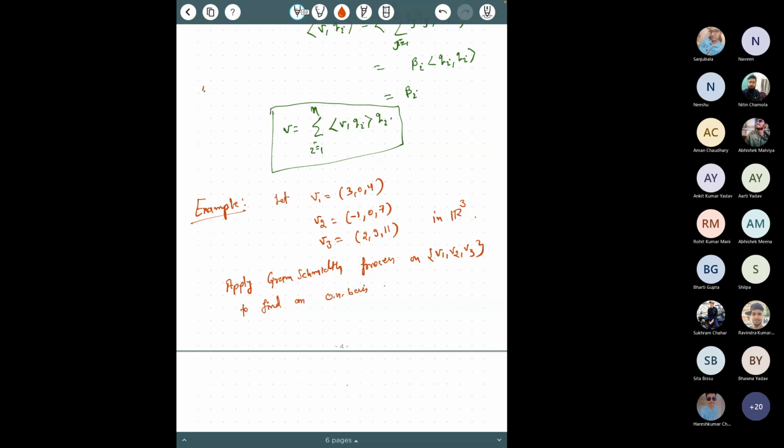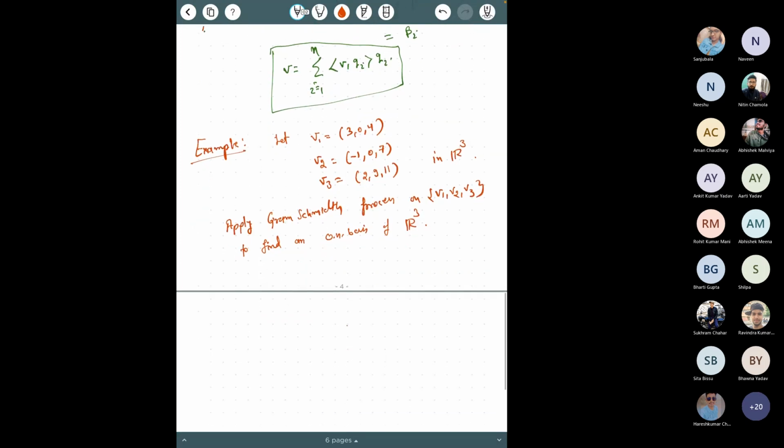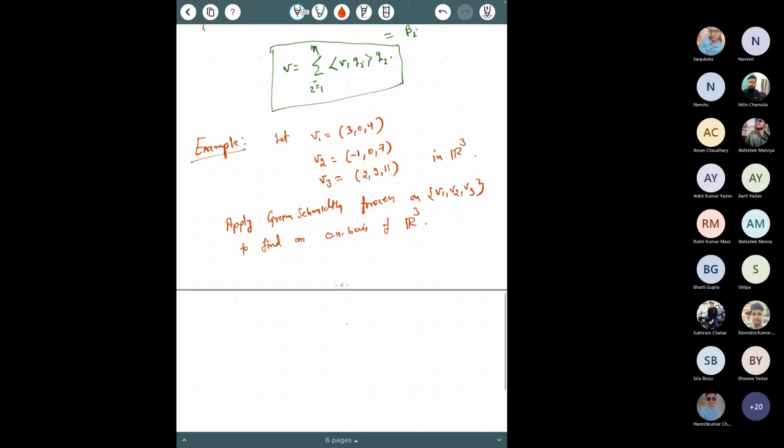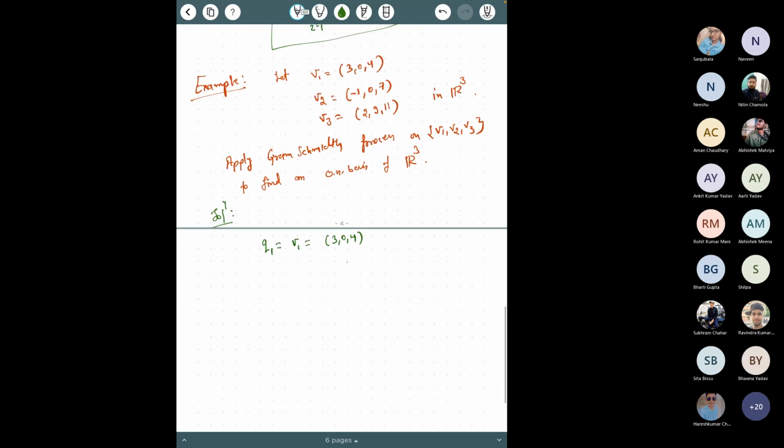I'm saying R3 because v1, v2, v3 are linearly independent, so they form a basis for R3. Let me do this example, some calculation here. So how do we do this? The first vector q1 is just v1, so q1 would be (3, 0, 4). We'll get an orthogonal set first, and then normalize it to get an orthonormal set. So q1 is v1.